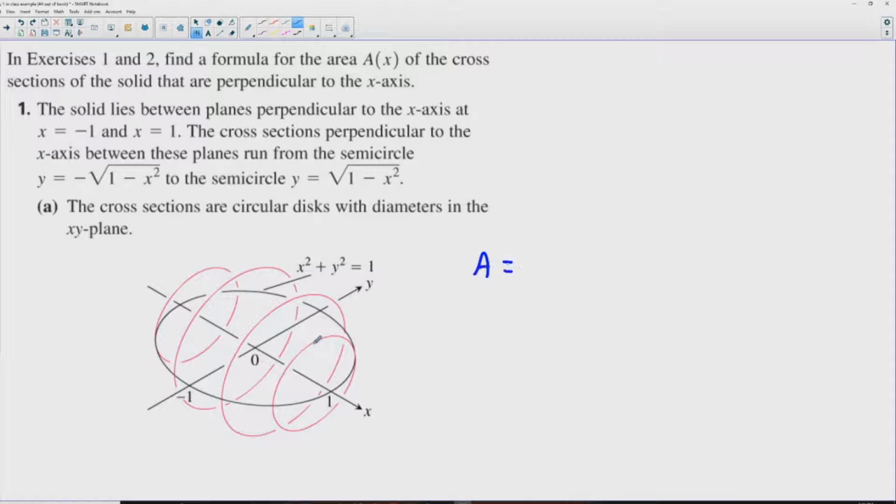So if the cross-sections are circles, then the area is pi r squared. But we want the area in terms of x, not r. Well, the radius goes from the x-axis to the circle. And if we subtract off the x squared, y would be the square root of 1 minus x squared. So that's the radius right there. That is r. So the area equals pi times 1 minus x squared, because when you square that square root, it goes away.